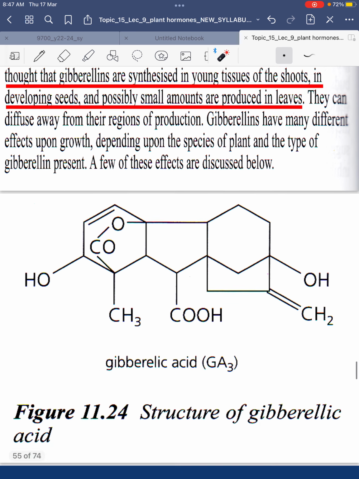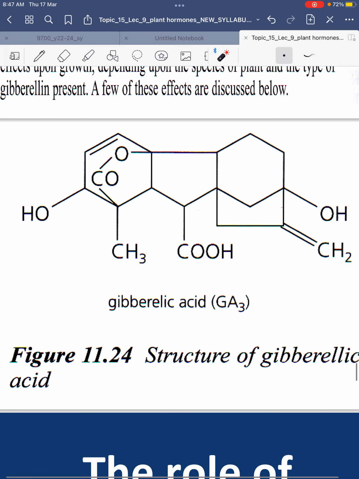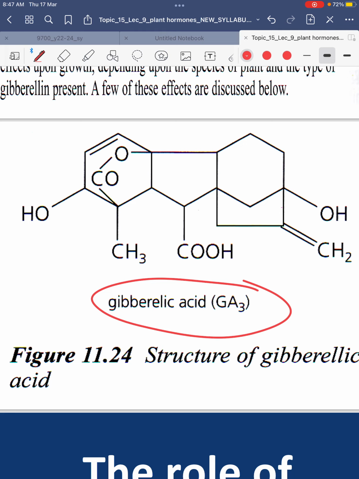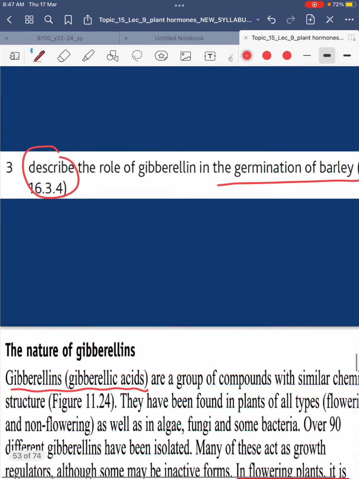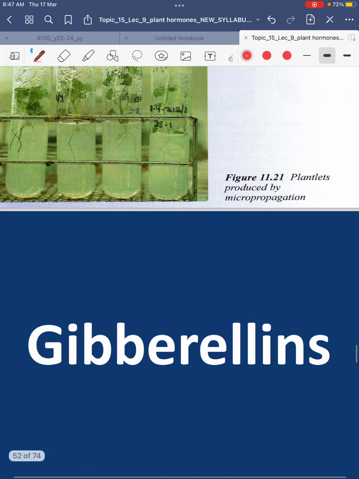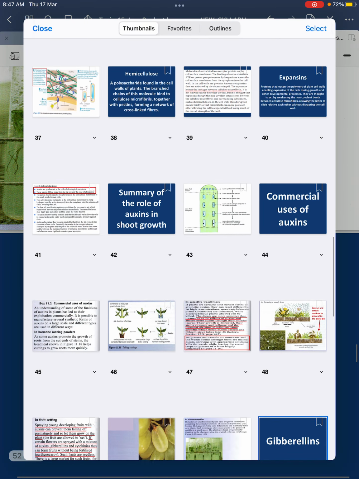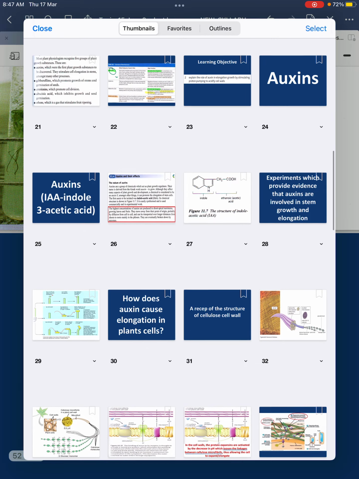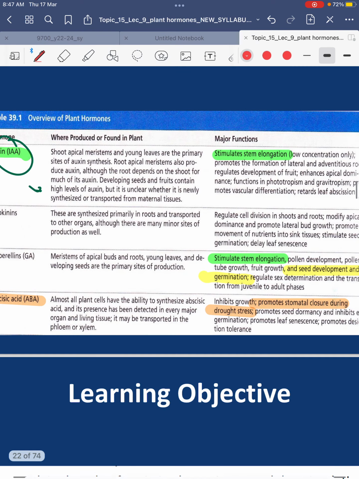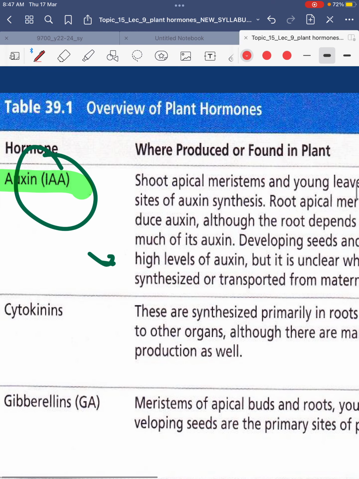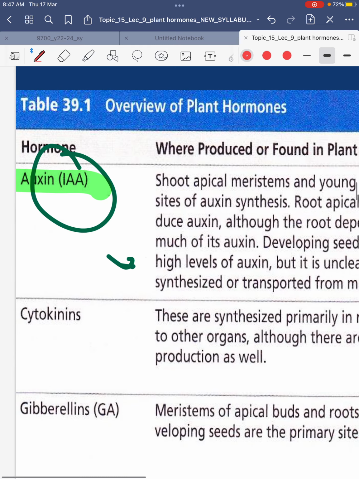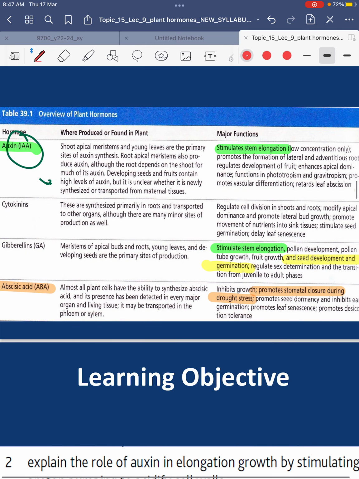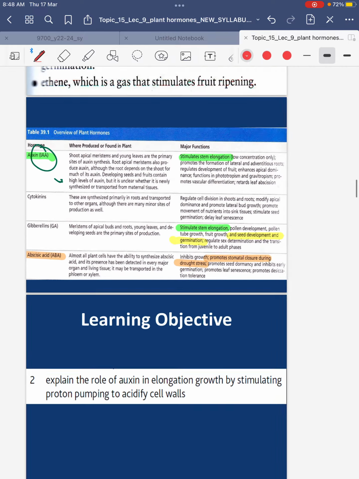This is the chemical formula. Just some names: gibberellic acid. Sometimes you tend to forget these names. The short form for auxin is IAA. Don't forget that, IAA, short form. Gibberellins, GA. That's the short form.